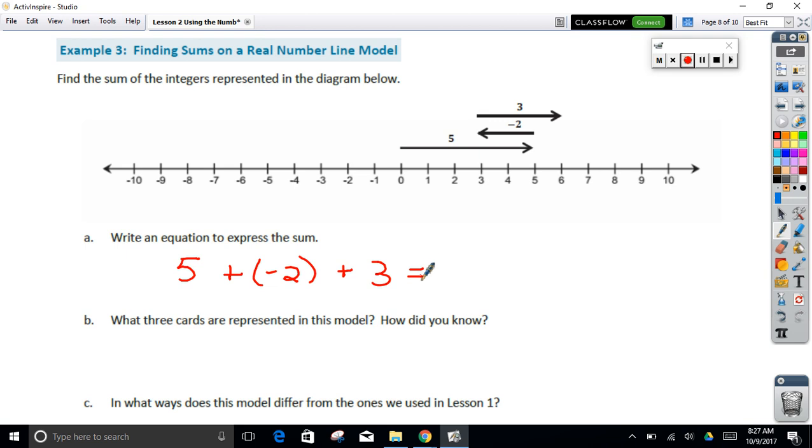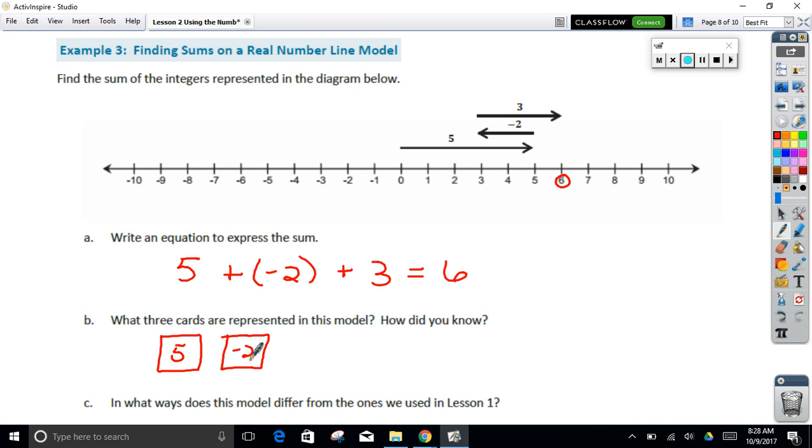And what is the answer to that equation, Adria? 6. Good. You can see that we end up right here at 6. Okay, if we were playing the integer game, what 3 cards are represented in that model? Let's see. Is Pat not here? Okay. Michaela, what cards are represented in the model? 5, -2, and 3. Good. 5, -2, and 3.